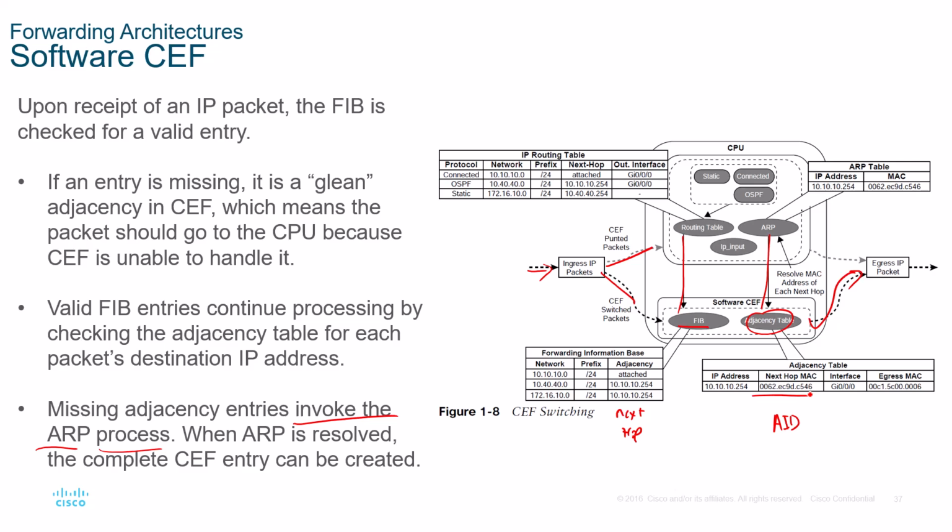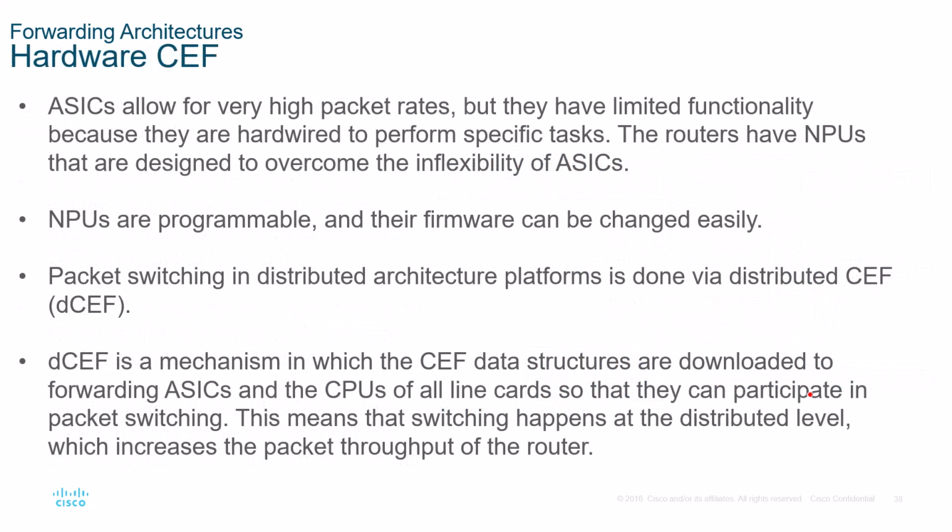So again, this is software. We also have a hardware CEF using our ASIC. It allows for very high packet rates. It's designed to do this. This is hardware forwarding. They do have limited functions because they are hardwired to perform specific tasks. There are different ways of processing data in different forms. So this one is very specific to ASIC, and so the ASIC is very inflexible.